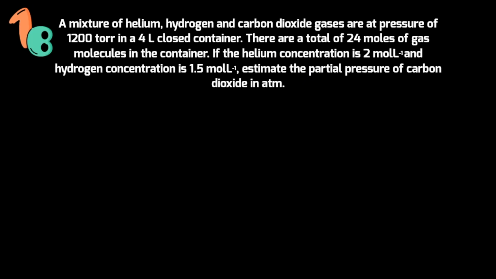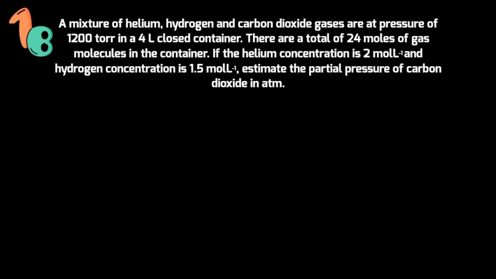Let's move on to question 1b. A mixture of helium, hydrogen and carbon dioxide gases are at pressure of 1200 torr in a 4-liter closed container. There are a total of 24 moles of gas molecule in the container. If the helium concentration is 2 mole per liter and hydrogen concentration is 1.5 mole per liter, estimate the partial pressure of carbon dioxide in atm.